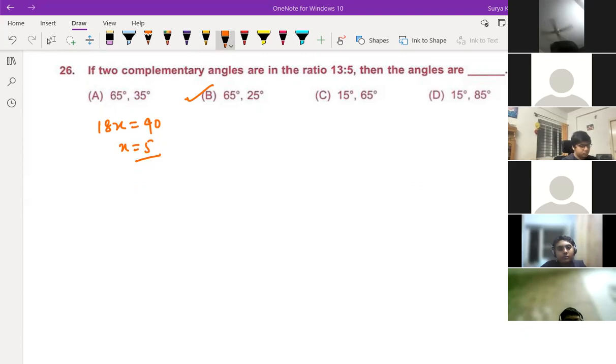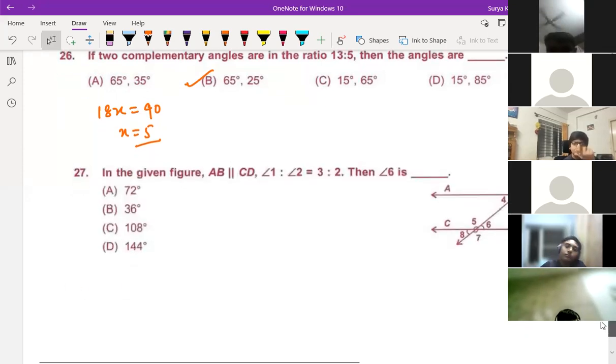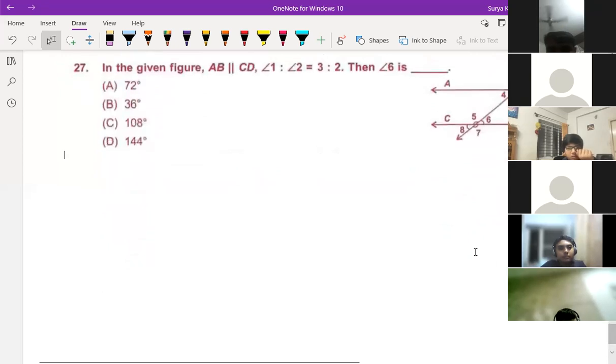Twenty-seventh is also easy. 27th. In the given figure, AB is parallel to CD. And angle 1 is to angle 2 is equal to 3 is to 2. This is 3x, this is 2x. Then angle 6 is equal to what? It's very easy.